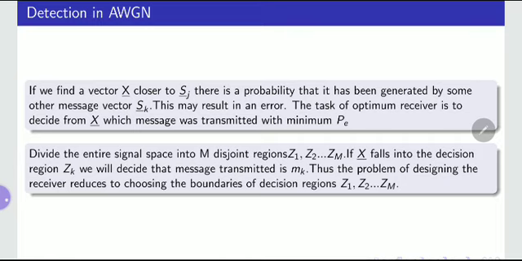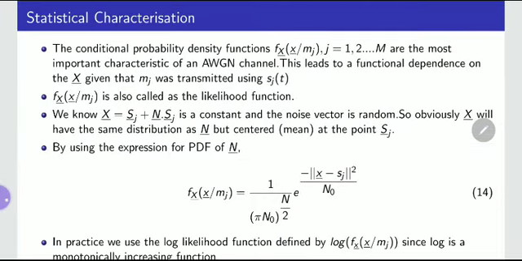You will see how these boundaries can be found out. So we will do a mathematical or statistical characterization. So here the most important thing is that the most important characteristic is the conditional probability density function fx of x given mj. So it's a PDF. It's a probability that we receive a particular vector x given I have transmitted a message mj.